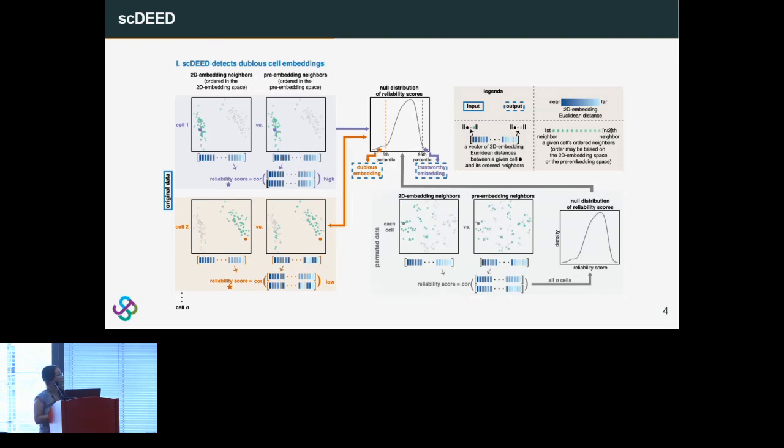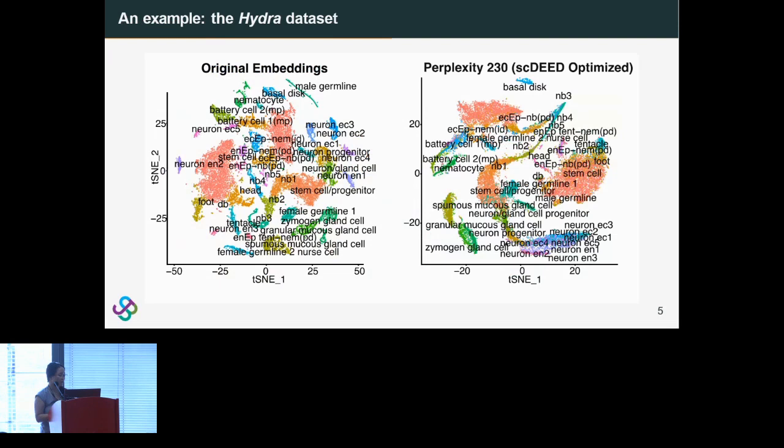As an example, we show the Hydra dataset. We have a reproduction of the embeddings from the original study with the author-provided annotations. We also applied scDEED to find that the optimized perplexity was 230. So at first glance, they're definitely different.